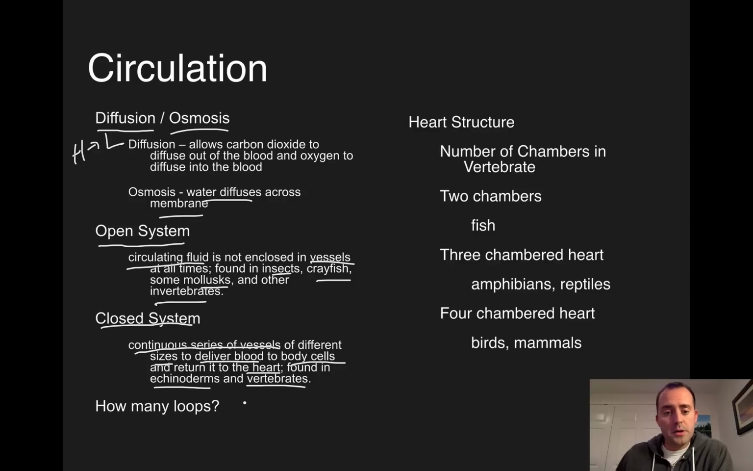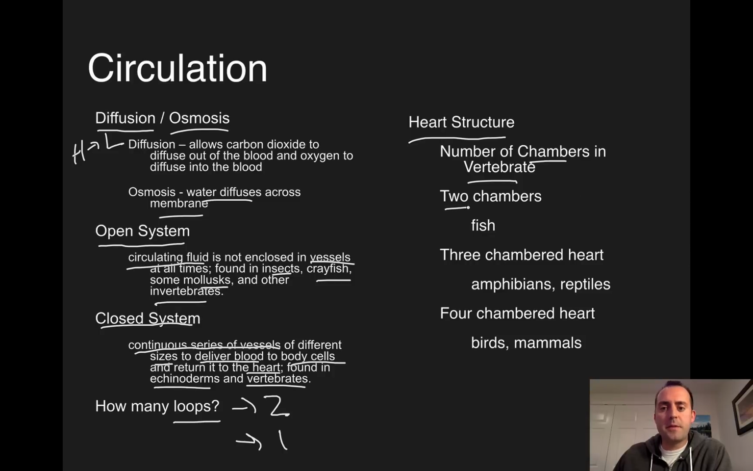Now, when talking about closed systems, we've got to think about how many different loops the circulating fluid takes. For example, in humans, we have 2 loops, but in fish, there's only 1 loop that the nutritious fluid takes from going from the heart to the body cells back to the heart. Speaking of the heart, animals have different heart structures. Animals that do have a heart have a different number of chambers in the vertebrate group of animals.